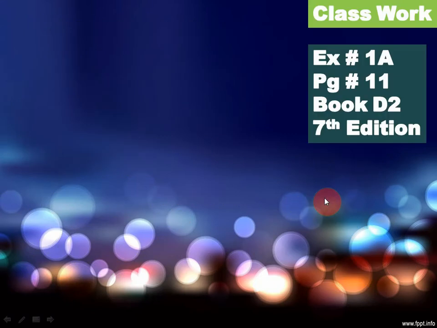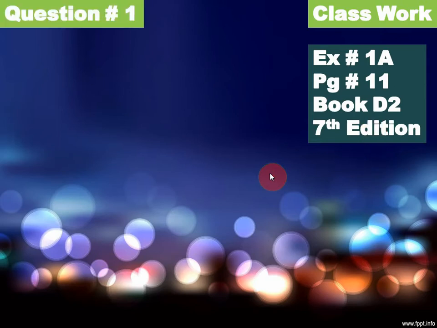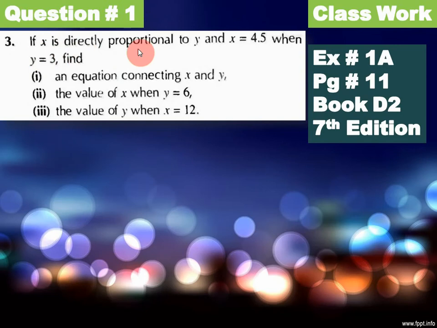Moving on, here we have classwork questions, exercise 1A, page number 11, book D2, 7th edition, Oxford syllabus, book D2 new edition. Question 1 is: if x is directly proportional to y, and x equals 4.5 and y equals 3. This is actually question number 3 of exercise 1A, and in this presentation it is question number 1. Find an equation connecting x and y.